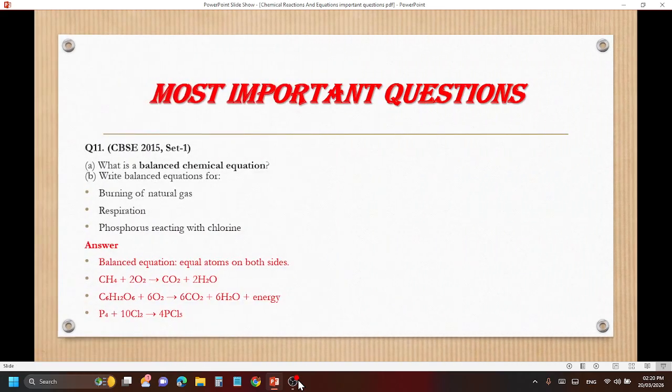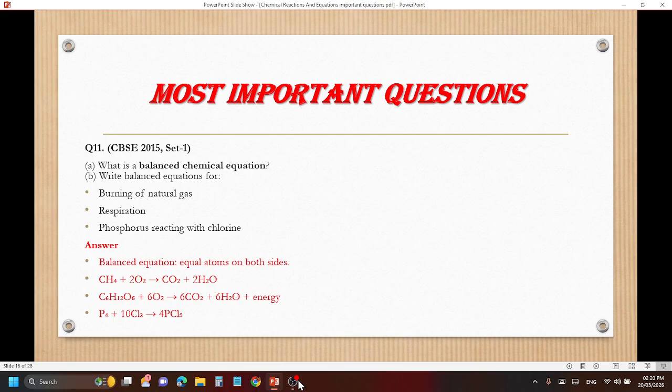Next, we go to the CBSE 2015 set 1 question, which asks: write a balanced chemical equation. First, what is a balanced chemical equation? Whoever remembers the definition can answer it. A balanced chemical equation means that the total number of atoms must be equal on the reactant side and the product side. I have given it shortly, but if you want, you can extend it more precisely: a balanced equation is one where the total number of atoms on the reactant side is always equal to the total number of atoms on the product side. This much is the definition of a balanced chemical equation.